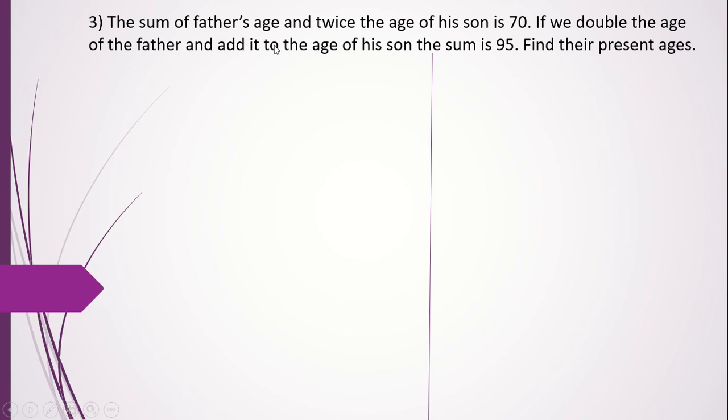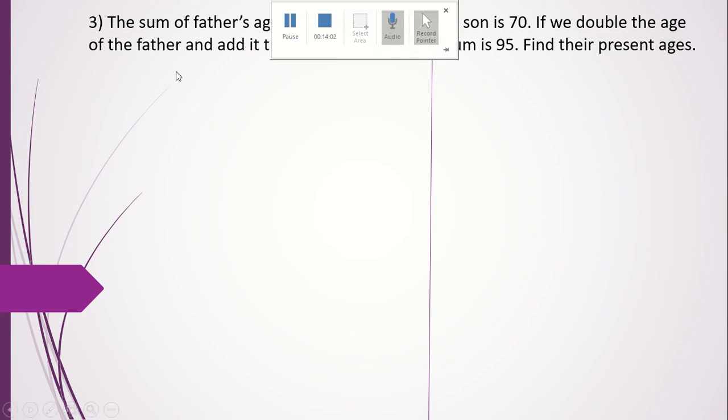The sum of father's age and thrice the age of his son is 70. If we double the age of the father and add it to the age of his son, the sum is 95. Find their present ages.